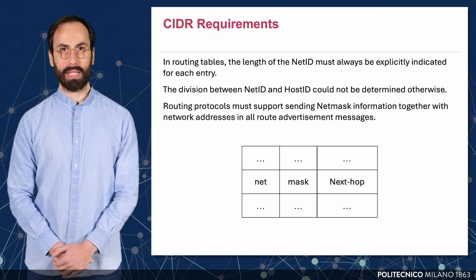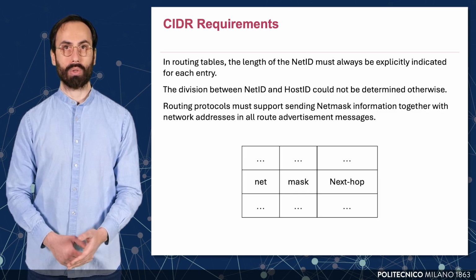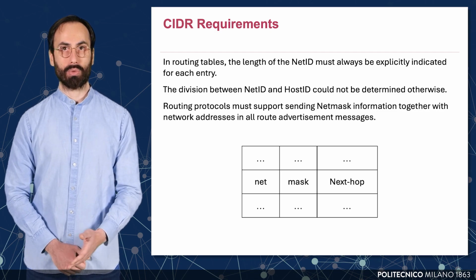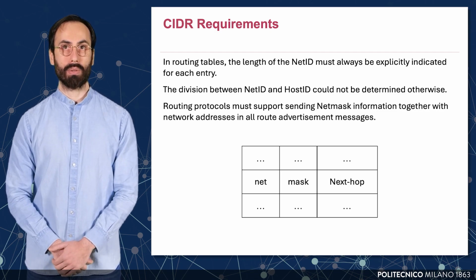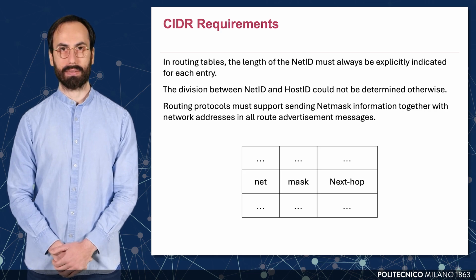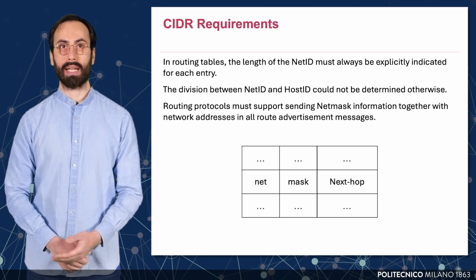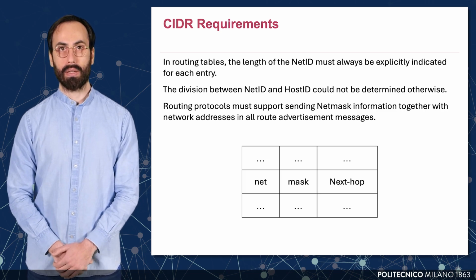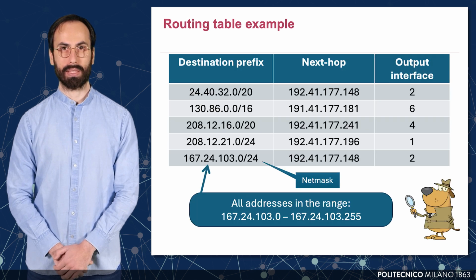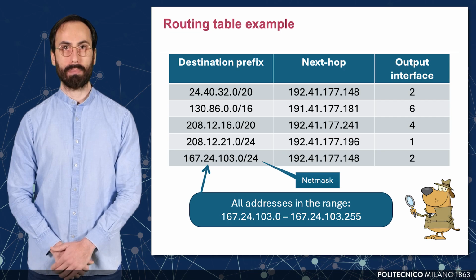CIDR allows flexible subnetting by using variable length net masks, but it also requires that routing tables explicitly specify the net mask for each route entry. Without this, routers wouldn't know where the NetID ends and the hostID begins. That's why routing protocols must advertise both the network address and its associated net mask, so that routes can be correctly interpreted and aggregated. This example illustrates how routing tables use CIDR prefixes to forward packets.